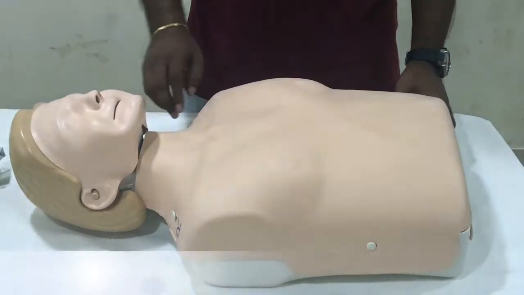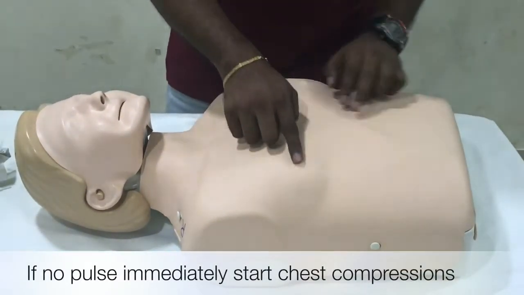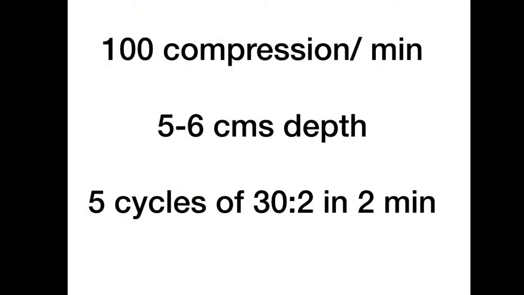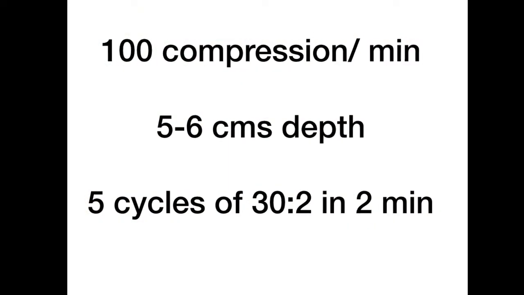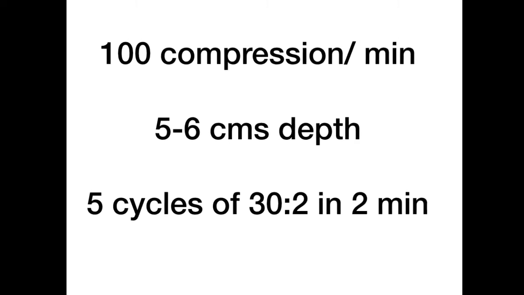When we start chest compressions, we must locate the right place to compress the chest, that is 2 cm above the sternum. Chest compressions have to be delivered at a rate of 100 compressions per minute and up to a depth of 5 to 6 centimeters. The outcome of CPR depends on the quality of CPR done.